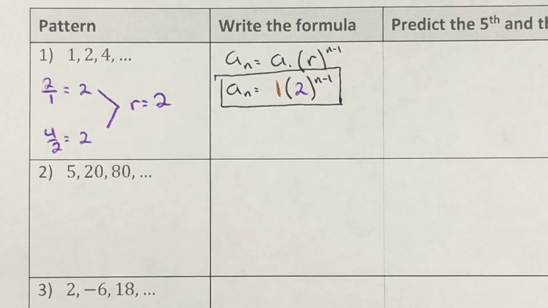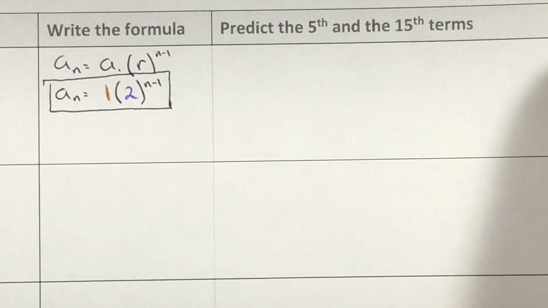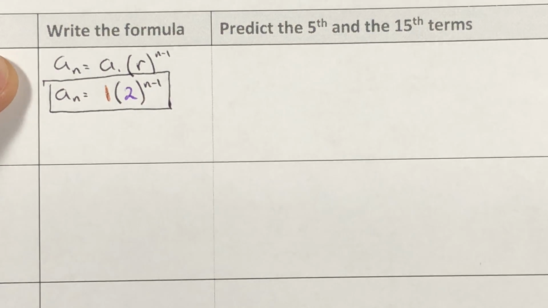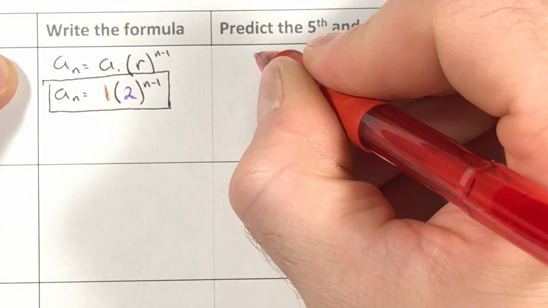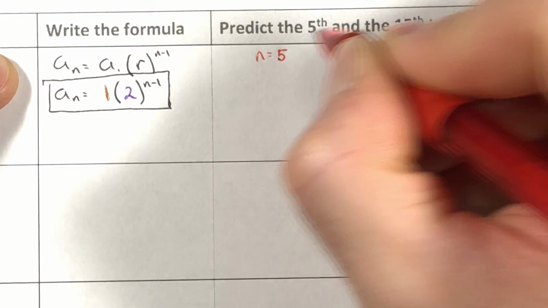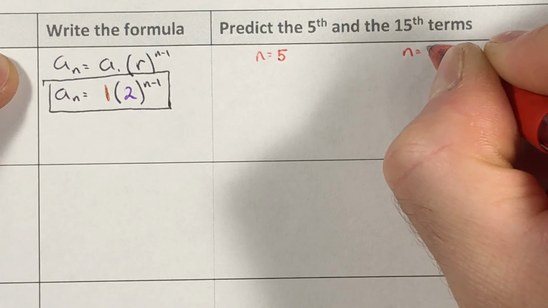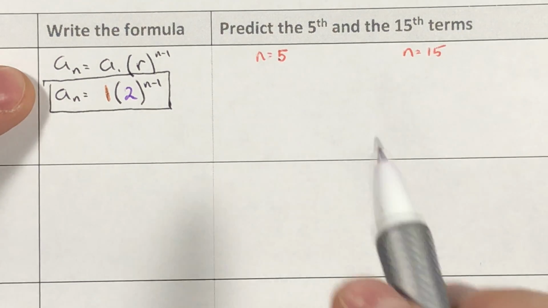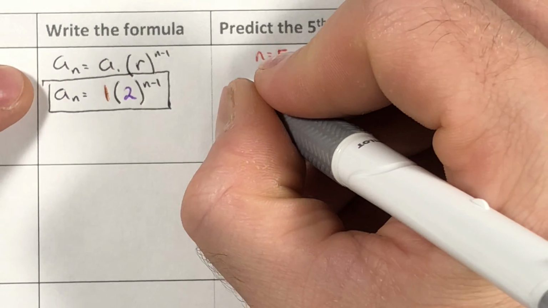But let's use this formula right here to predict the 5th and the 15th, which tells us two things. N for the first one is going to be 5, and N for the second one is going to be 15. So let's go ahead and copy down our formula and plug in a 5 and a 15.